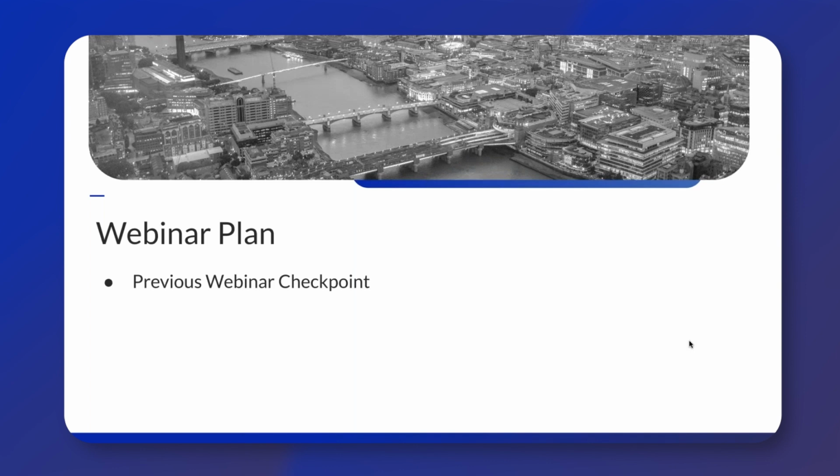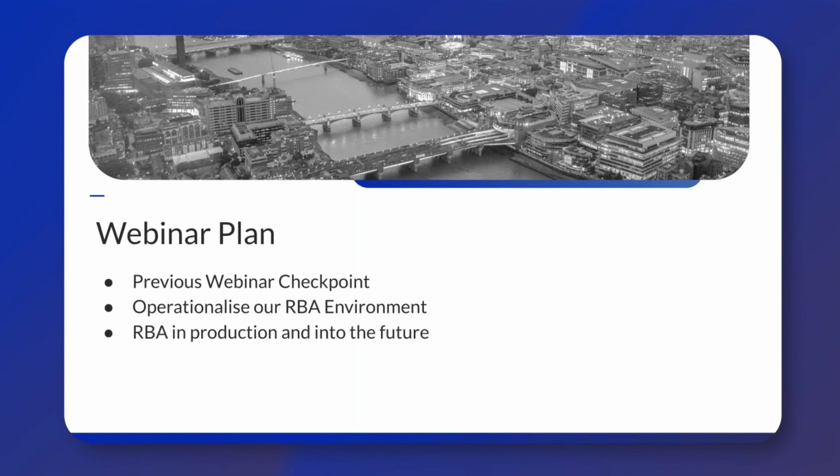We're going to start off with the checkpoint of where we got to at the end of the previous webinar. We're going to talk about operationalizing our RBA environment, making sure it's ready to go, and then we're going to go into production and also talk about moving into the future.